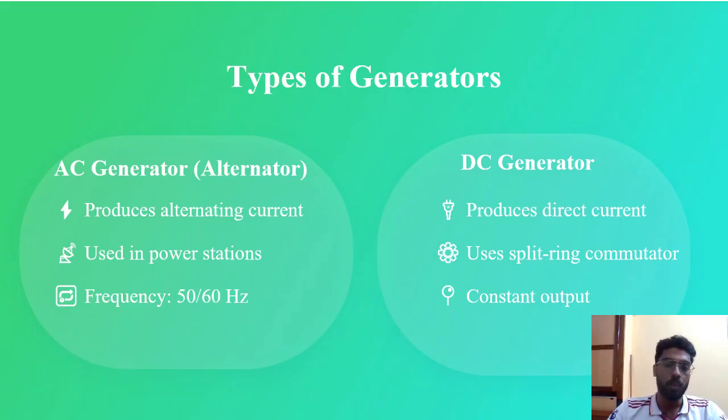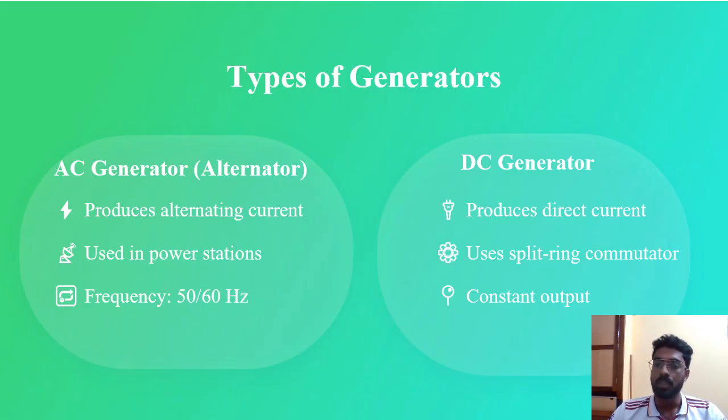There are two types of generator: AC generators as well as DC generators. An AC generator produces alternating current, as it says in the name itself, whereas the DC generator produces direct current. We use AC generators in power stations, and the frequency ranges between 50 to 60 hertz.